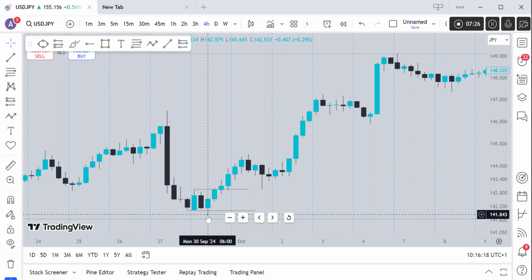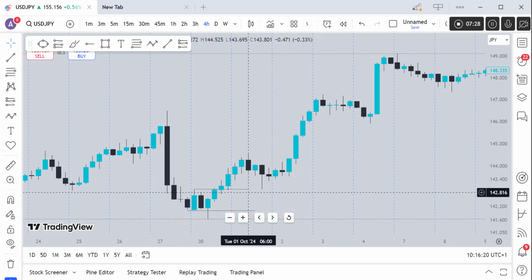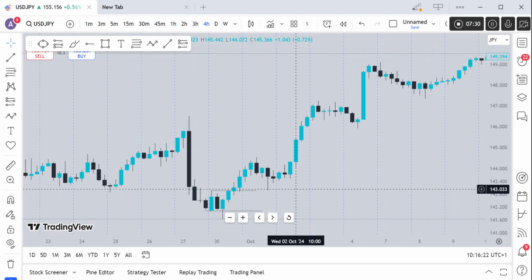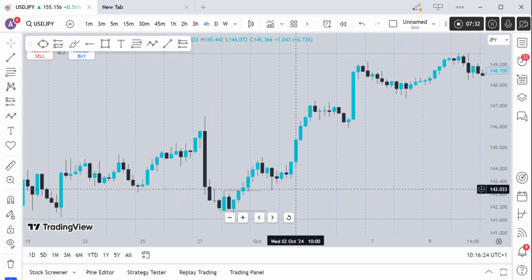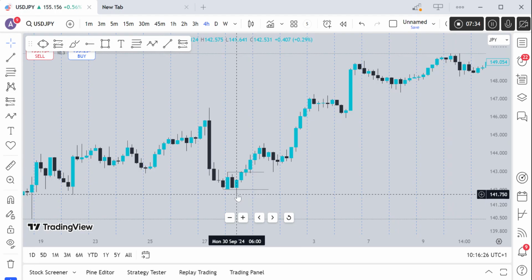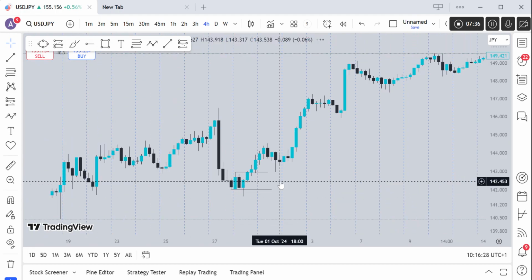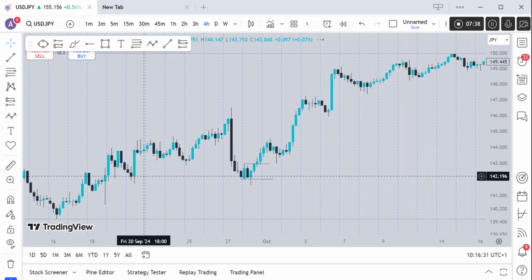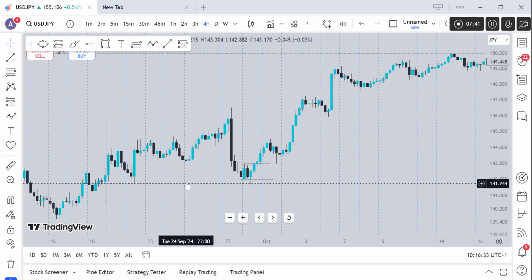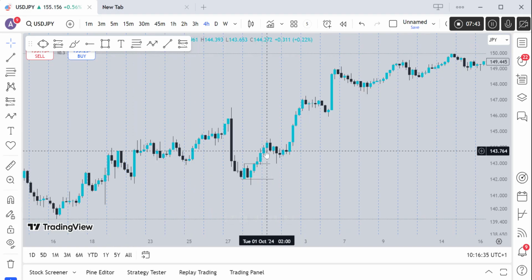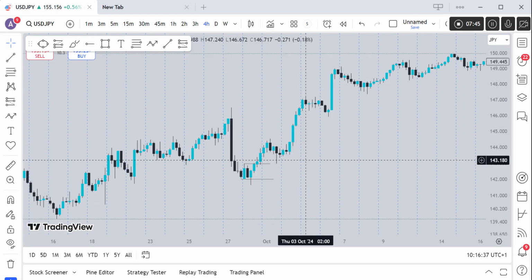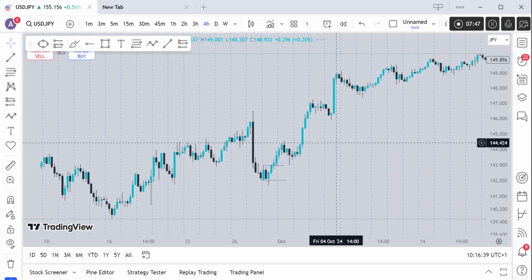You can see the fake out here. Then the market continued going up and up and up. That's what I mean by inside bar fake out. This is a very good example of it. So you can see the market came back to tap on this demand zone, then formed an inside bar fake out, then went up.